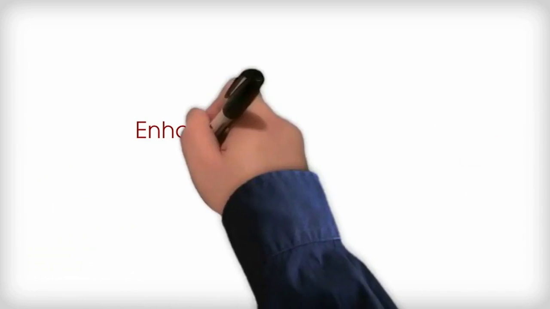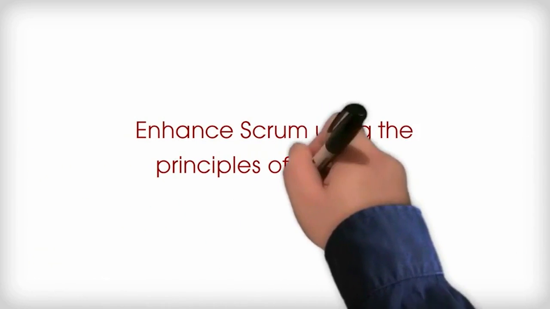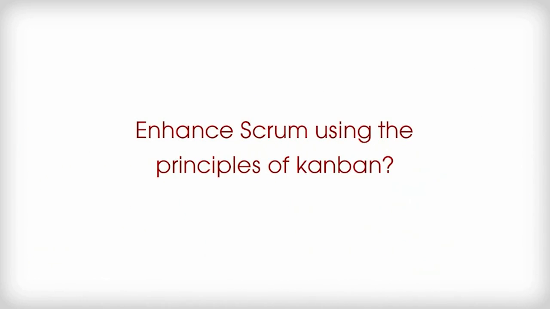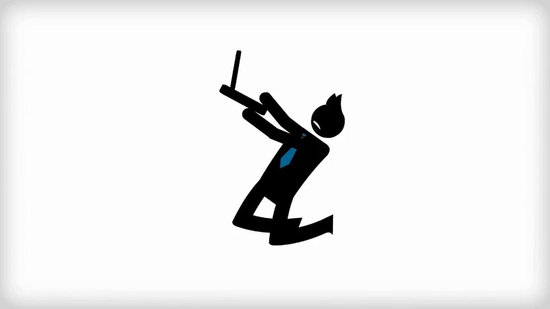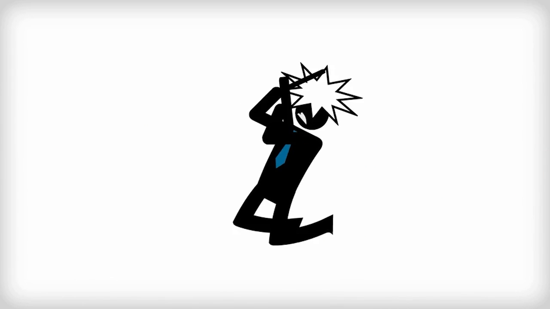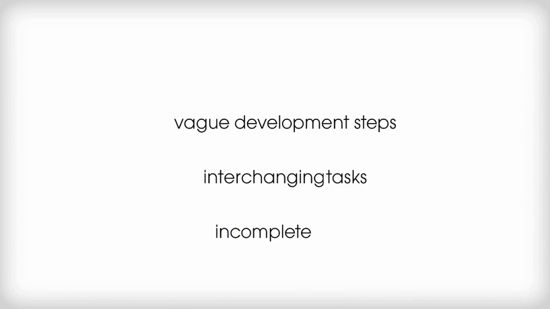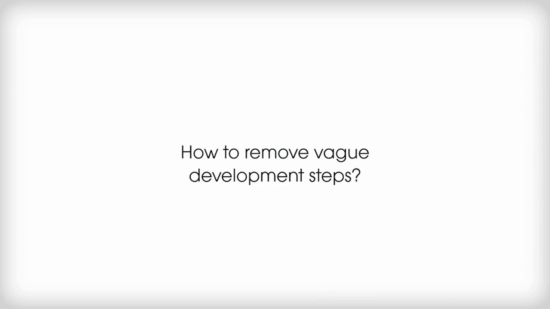It brings us to the main topic, which is, how do we enhance Scrum using the principles of Kanban? Here we have to point out some of the drawbacks that can arise in Scrum, so we can fix them using Kanban. Some of the drawbacks can be vague development steps, interchanging tasks, and incomplete work. How do we remove vague development steps?